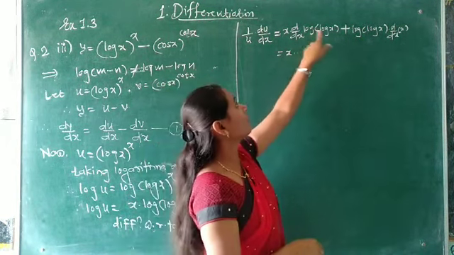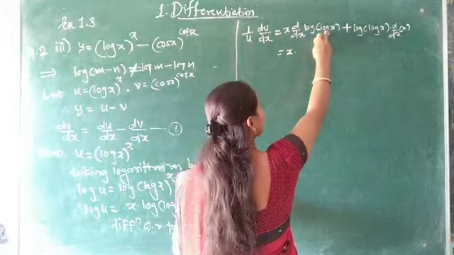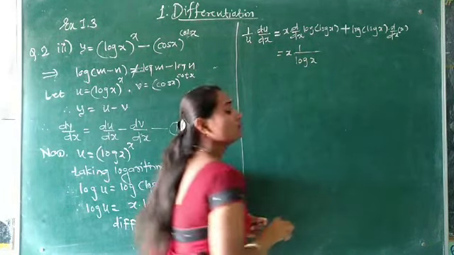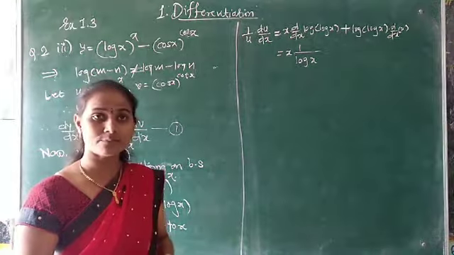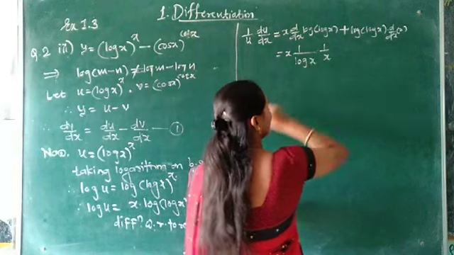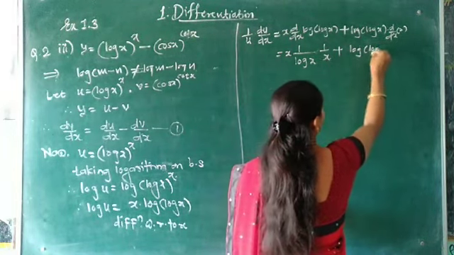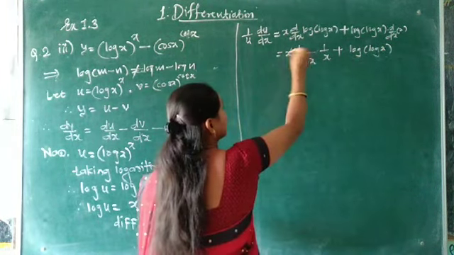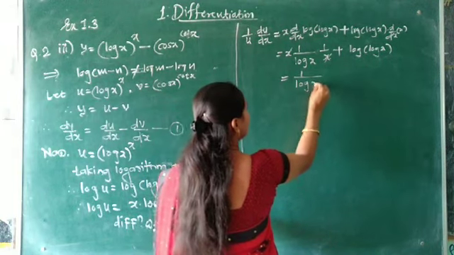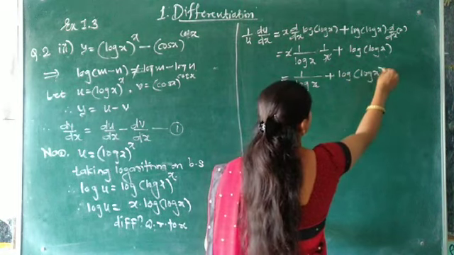Now tell me the derivative of log f of x. This is in the form of log f of x, and the function here is log x. So the derivative of this is 1 upon log x, into the derivative of the function. What is the derivative of log x? That is 1 upon x. Plus write this log of log x as it is. Now here x and this 1 upon x will get cancelled. Therefore the remaining part is 1 upon log x plus log of log x.